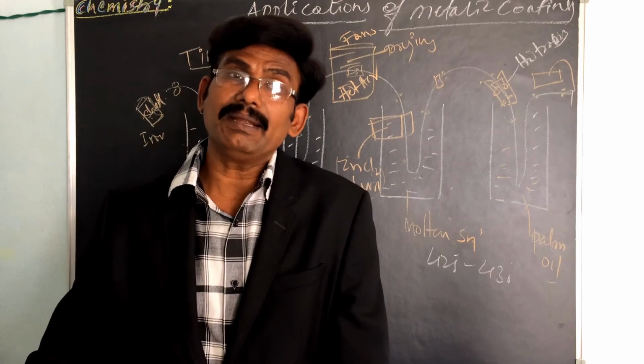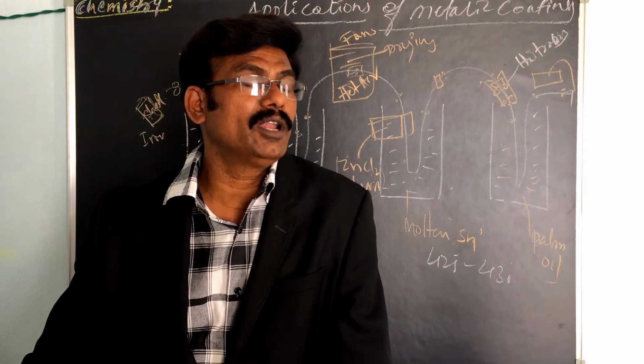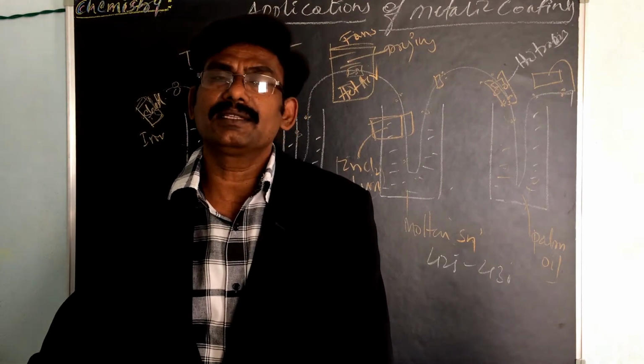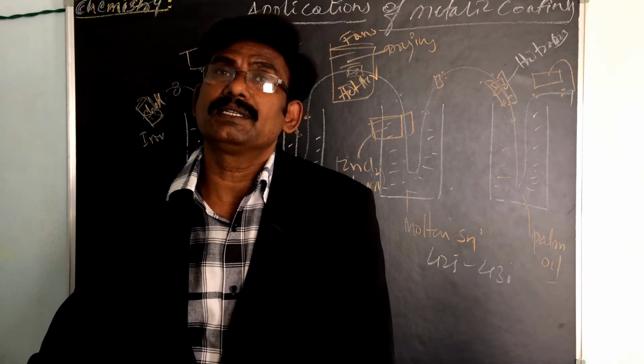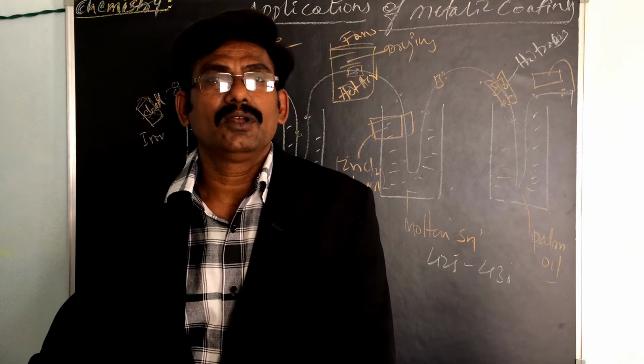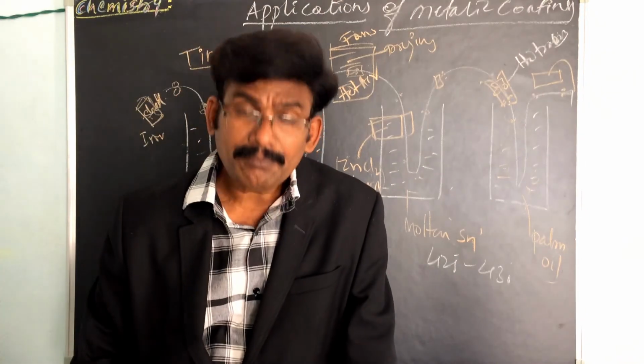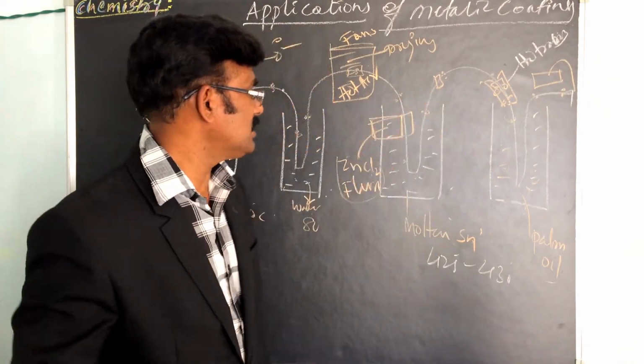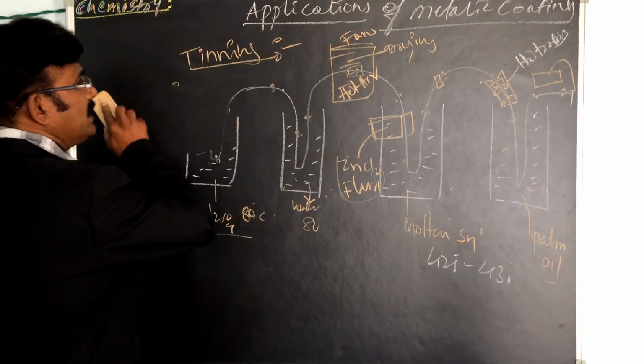So tinning is very important in day-to-day life, and zinc is not used for cooking purposes but is well used for roofing and other purposes. Okay. And metallic cladding is the second one. This was about galvanizing and tinning.